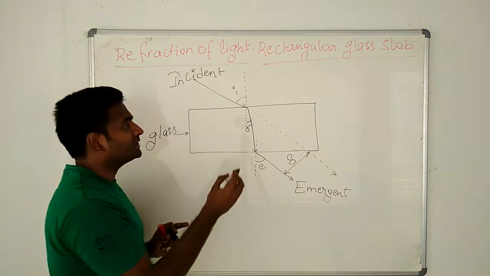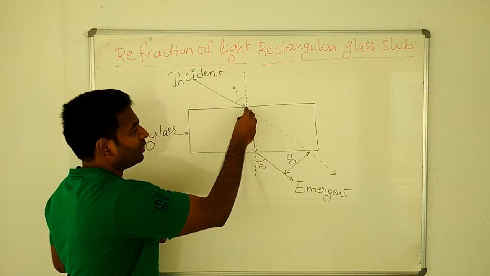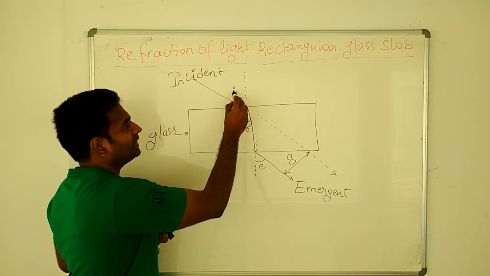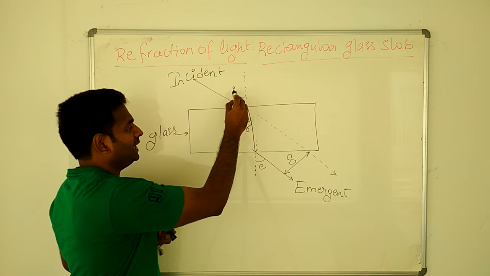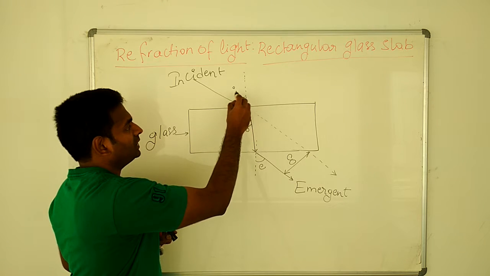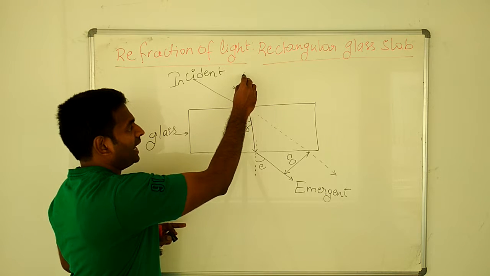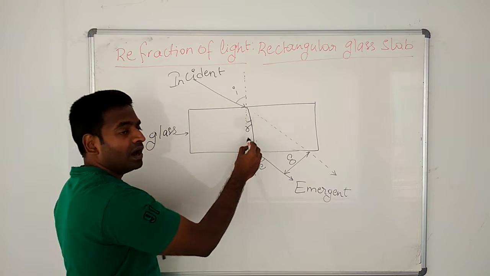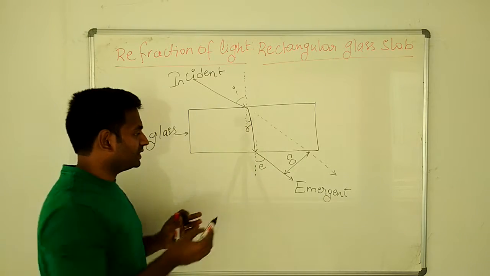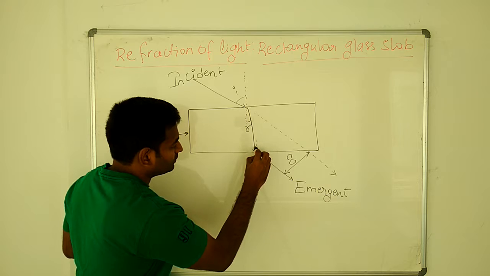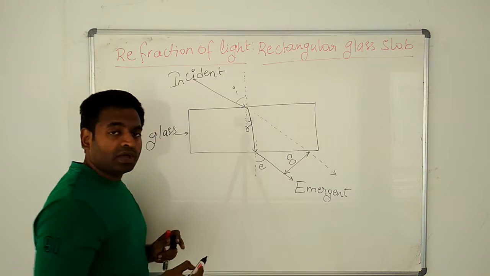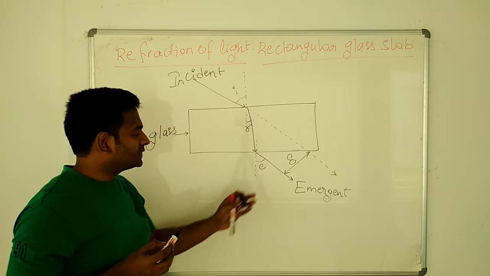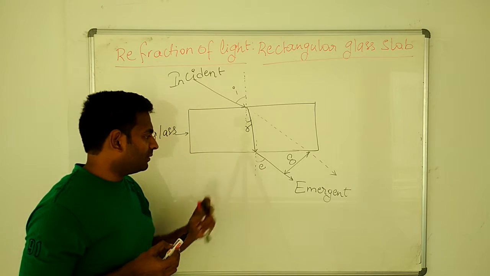If we see the angles, this is the normal to the surface at the point of incidence, and the angle between the normal and the incident ray is i, which is called the angle of incidence. The angle between the normal and the refracted ray is r, called the angle of refraction. And when it comes out again at this point, we draw another normal, and the angle between the emergent ray and the normal is called the angle of emergence.